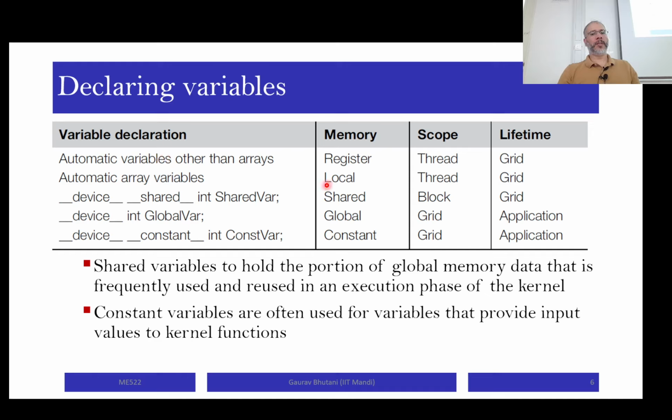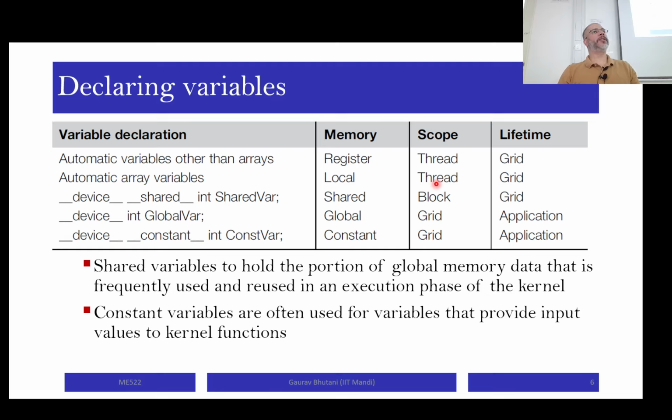Now let us come to local variable. So local was off chip. Remember I said, in the case of spilled registers. If your registers are full, then the compiler will automatically start allocating that information to your local memory, which is actually sitting on the off chip memory in the global memory. So the scope is still thread, because it is allocated for each thread privately.